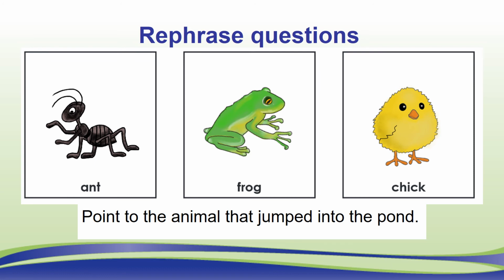Sometimes we'll have to rephrase questions that are written in language that's difficult to understand. If your child is a literal thinker, you may have to rephrase some questions. If your child doesn't have functional speech, you can ask them to answer by pointing to a picture provided for you in the supplement. So for example, if the question asks, which animal jumped into the pond, you can rephrase the question, point to the animal that jumped in the pond.